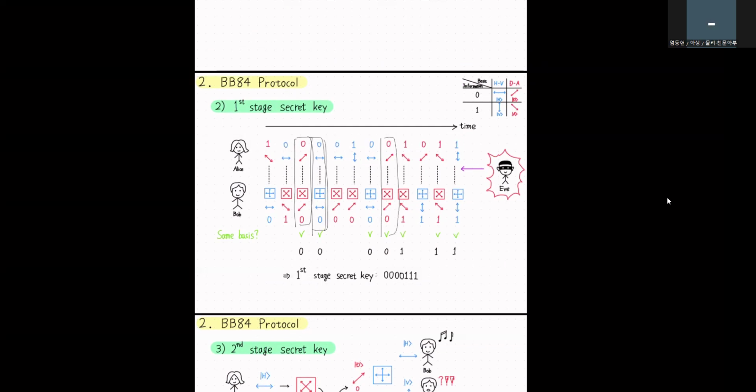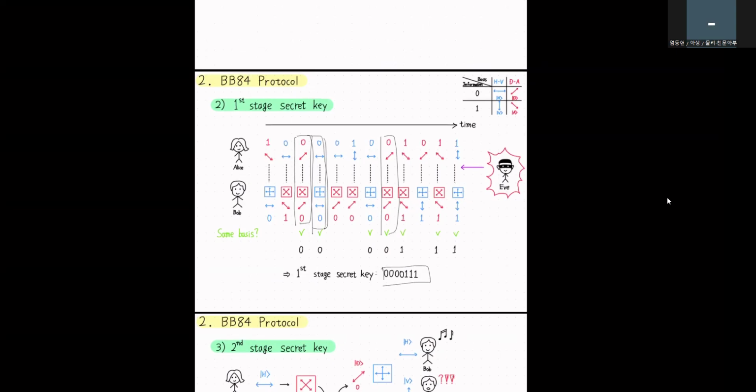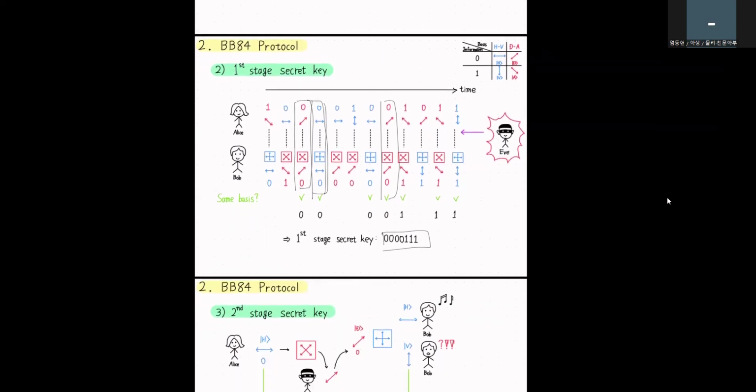So we get this first stage secret key sent from Alice to Bob to be 00000111.